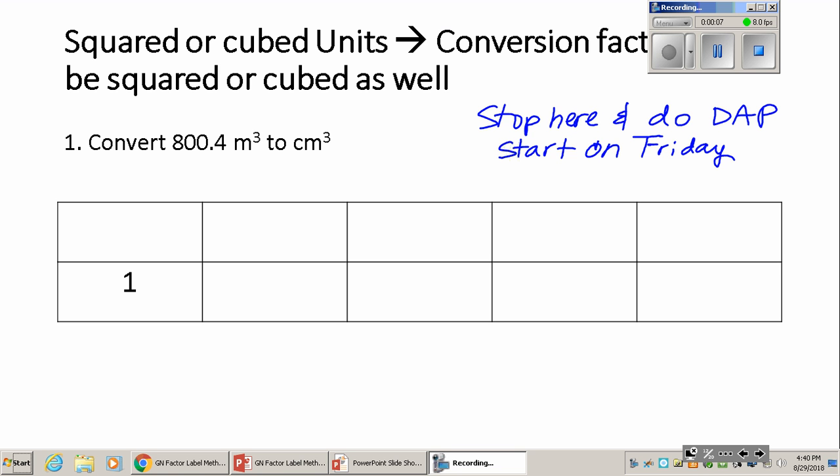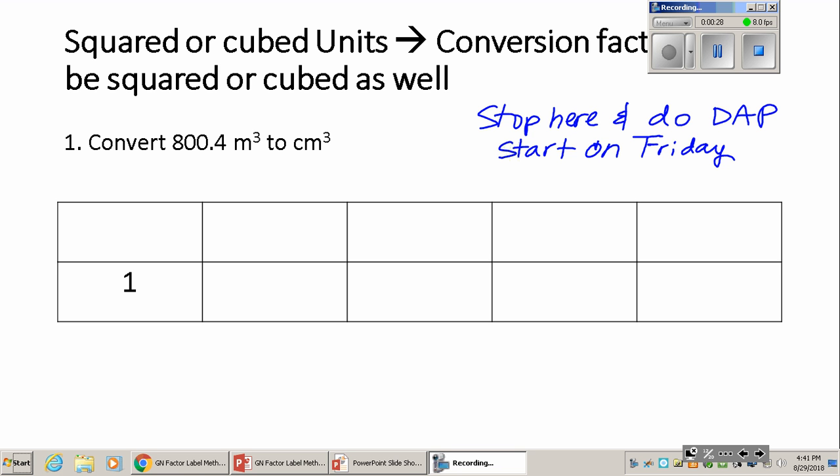What we're going to do now is continue Guided Notes 3 and start squared and cubed units. These are a little bit tougher because the units are a little different. So far, we've been dealing with units that were off of that metric prefix chart that were not in any complex capacity. So what I need to do now is show you how to square and cube a unit.